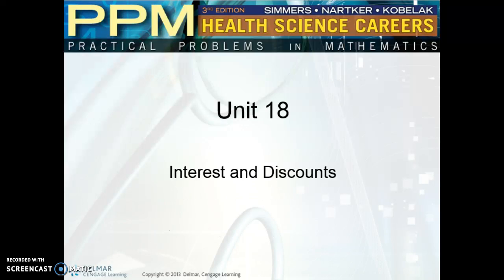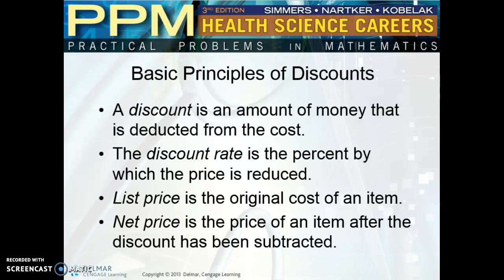Unit 18 is all about interest and discounts. Probably the most used thing that you're going to be doing here is not necessarily calculating simple and compound interest, although they do tell you about that and what that means, but instead it's going to be calculating a discount. So a discount is the actual amount of money that you're going to deduct from a cost. And the rate is going to be how much that is. So that's what this particular section is all about, is discounts and interest.